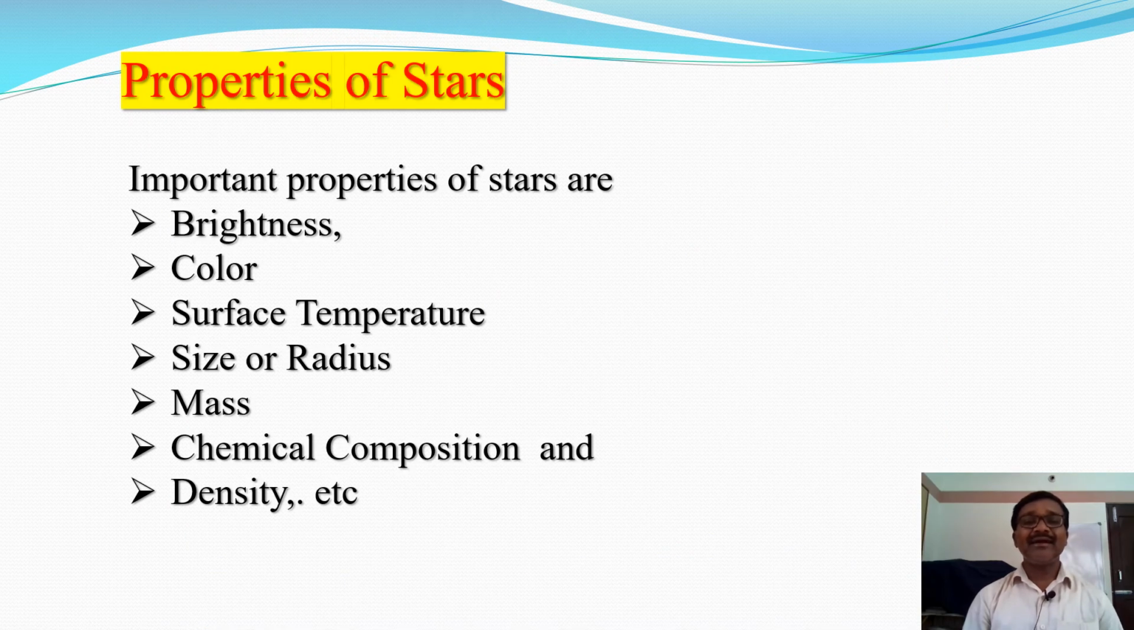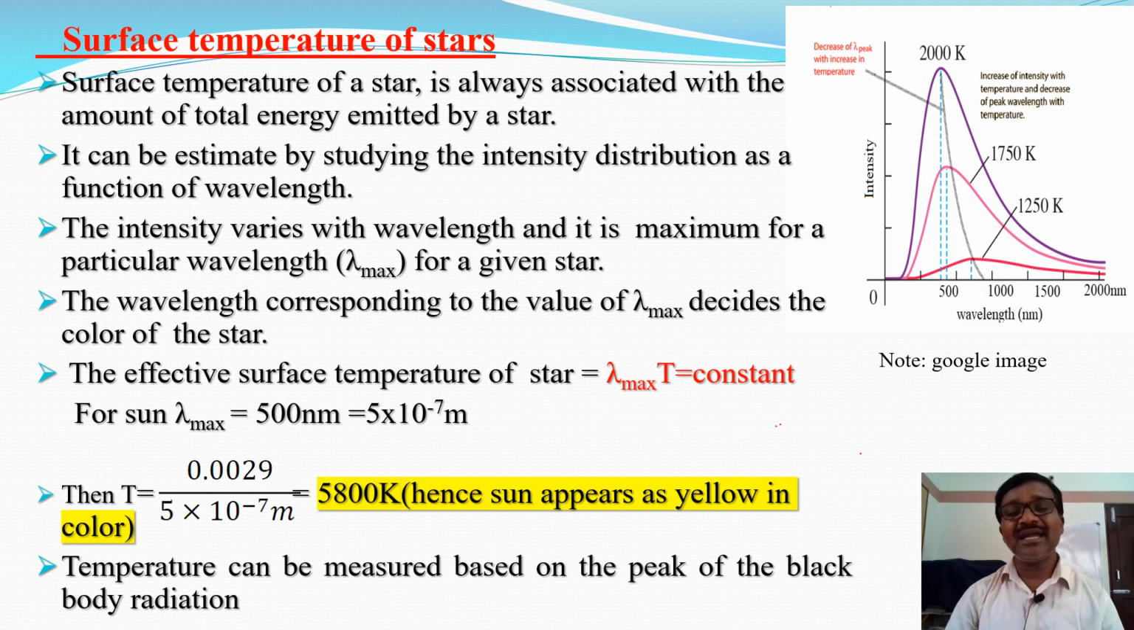In this slide, I have mentioned some important properties of stars. Those are brightness, color, surface temperature, size or radius of stars, mass, chemical composition, density, etc. Initially, I am going to consider the property of the star which is the surface temperature. Let me explain how the astronomers estimate the effective surface temperature of the star.